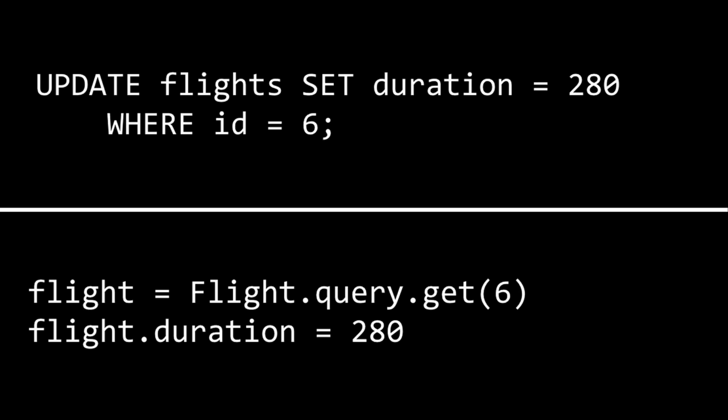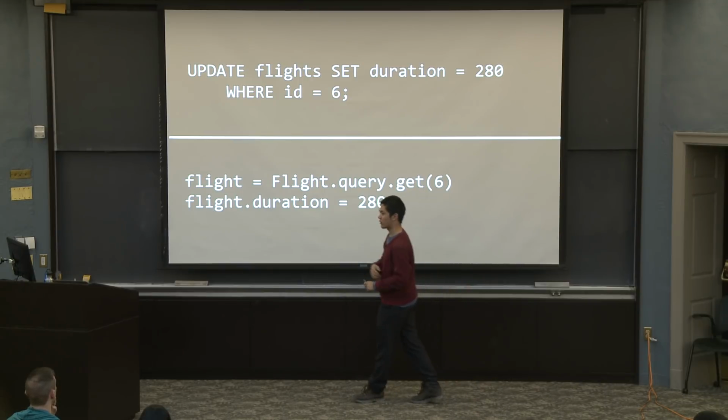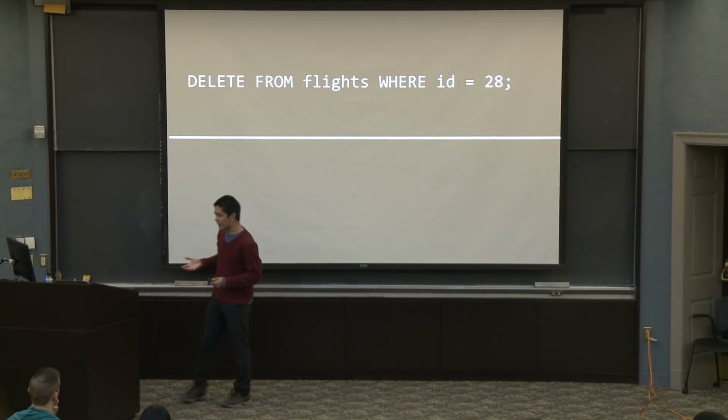And then to update something, you update it the same way you would update any other Python object. I want to update the duration of the flight. I just say flight.duration equals whatever I want the new duration to be. And so I'm able to use the Python class and object syntax to be able to create these same general ideas. To delete a flight, delete from flights where ID is a particular ID.